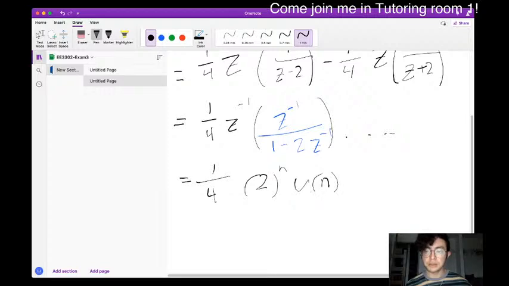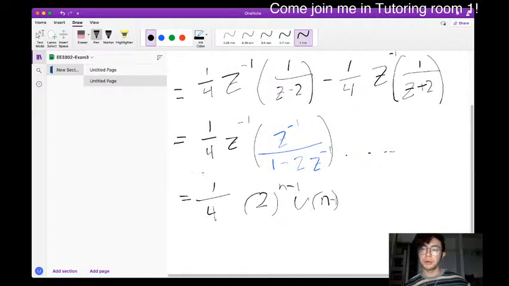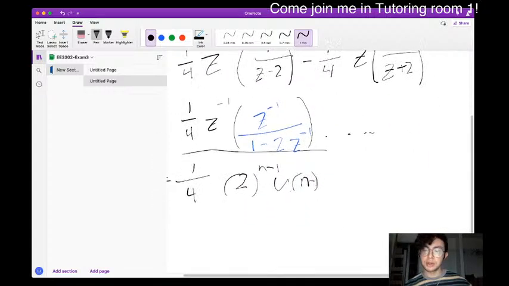And then we need to time shift it. So -1, -1. And that's it. That's this one. But we also have this other one. And we actually get something very similar.